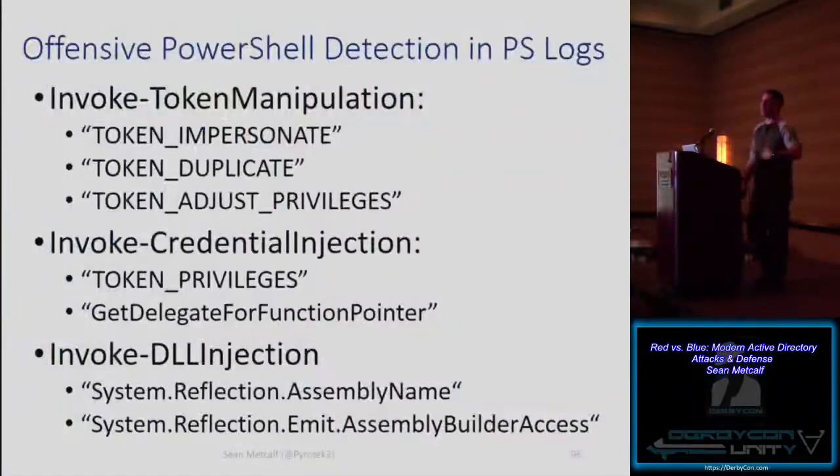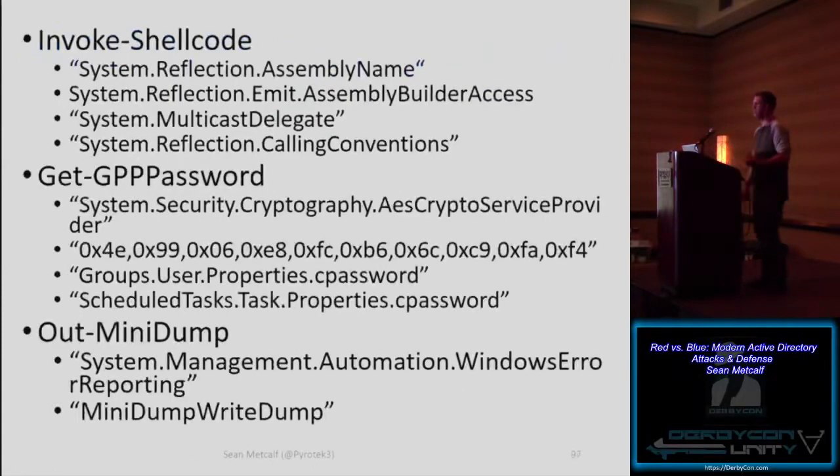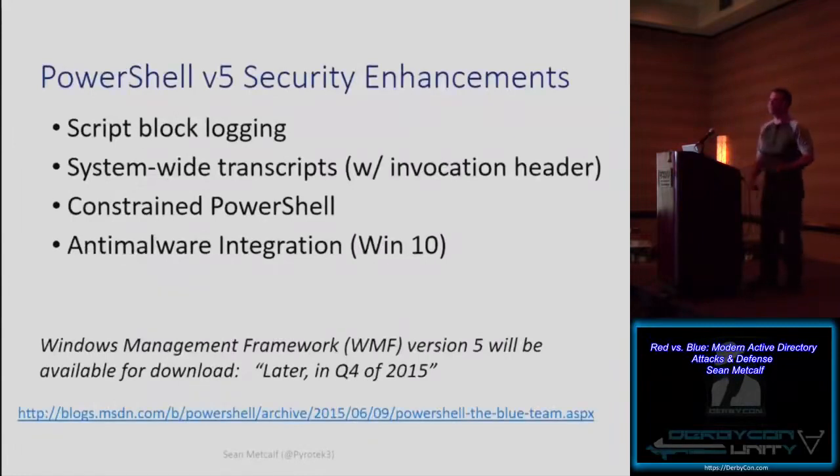So I cracked open the PowerSploit GitHub area, and I looked at some of the commands there to see what similarities there were. There were a number of similarities, and it's not just PowerSploit, it's a number of other tools: token impersonation, token privileges, system reflection, Get-GPPPassword, which scans SYSVOL for group policy preference passwords. And in PowerShell version 5, this all gets a lot easier.